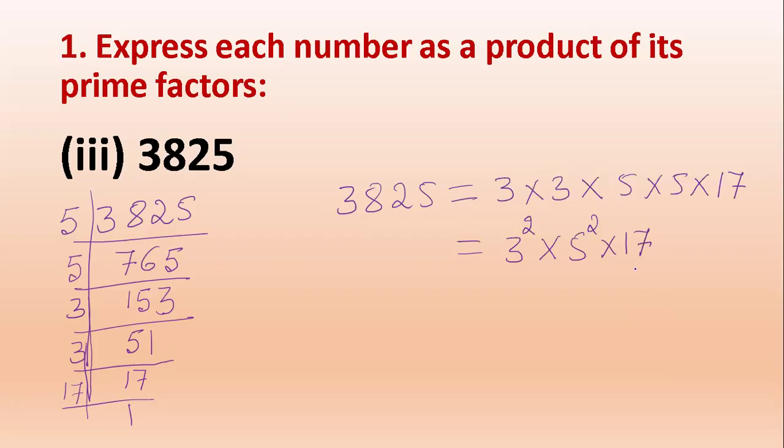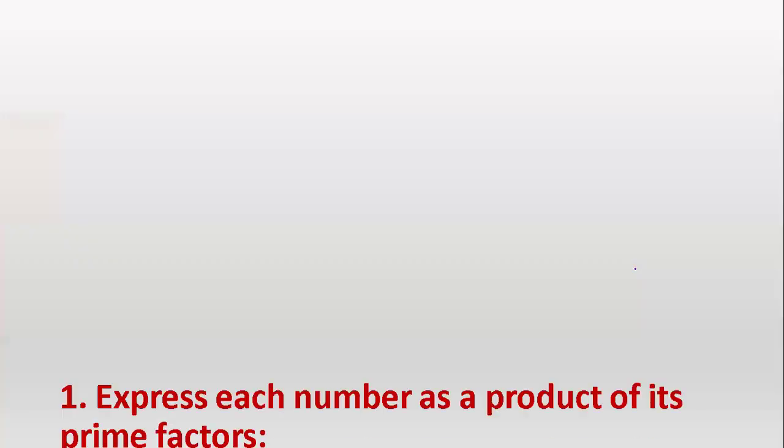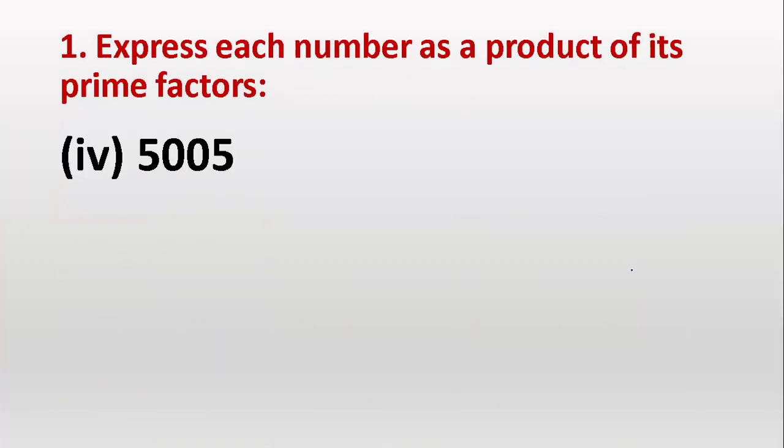Next, 5,005. Last digit is 5, therefore it will be divisible by 5. 5 ones are 5, 0, 0, 0.